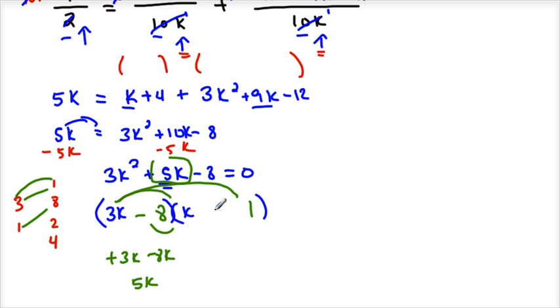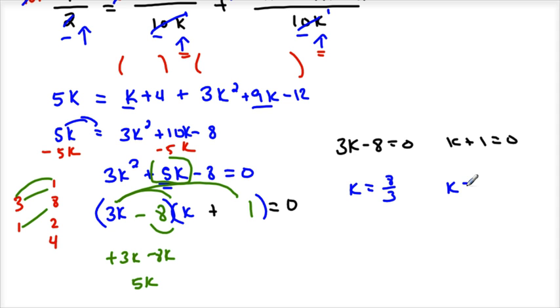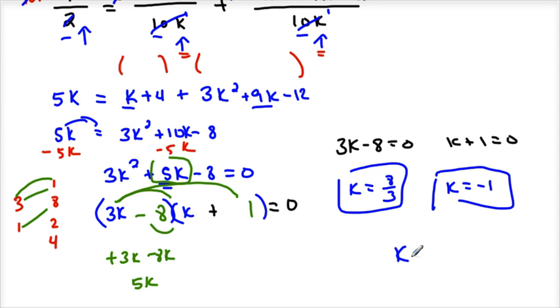So I have 3k minus 8 times the quantity k plus 1 equals 0. 3k minus 8, set that equal to 0. K plus 1, set this equal to 0. Solve for k here. K equals 8 over 3. And k here equals negative 1. Make sure these are not extraneous solutions. The extraneous solution here is if k equals 0. So both these solutions work.